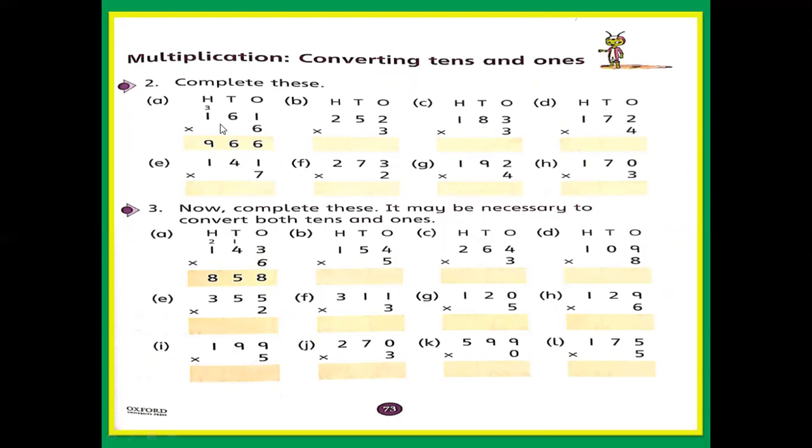So write 6 here and 3 will go to add into 100. It means we are converting tens into 100. So 6 sixes are 36. Write 6 here and 3 will go to add into 100. So 6 ones are 6 plus 3, 9.